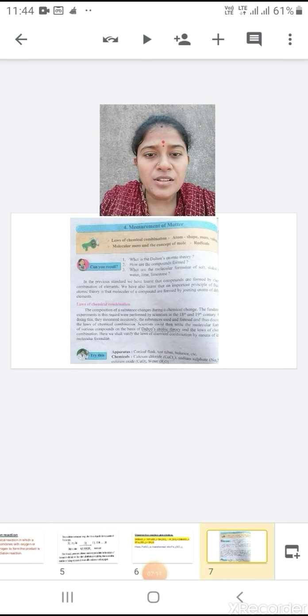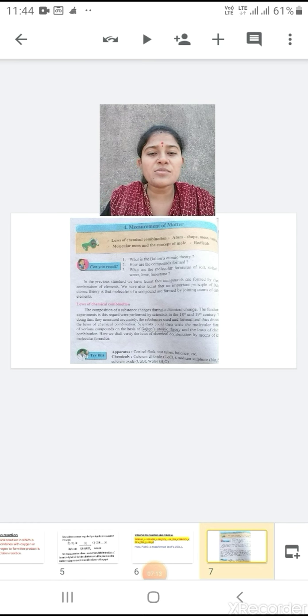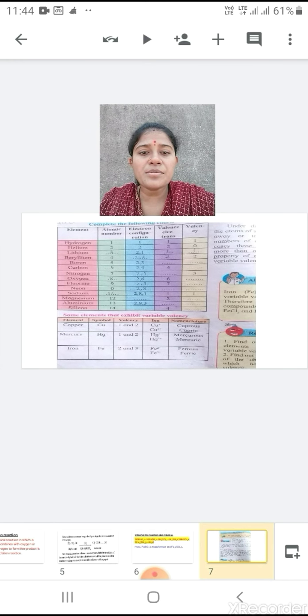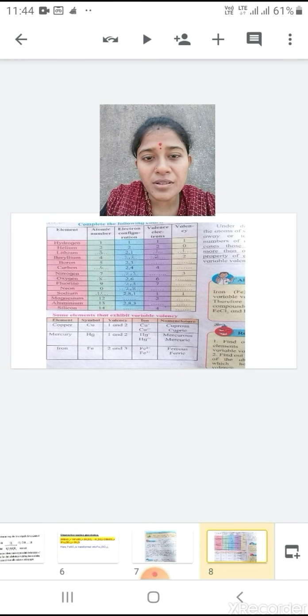Okay, so if you have your 9th standard textbook in front of you, do you remember this chapter, measurement of matter? That was chapter number 4 in 9th standard. In this chapter, if you remember, we have studied about valency. What is valency?